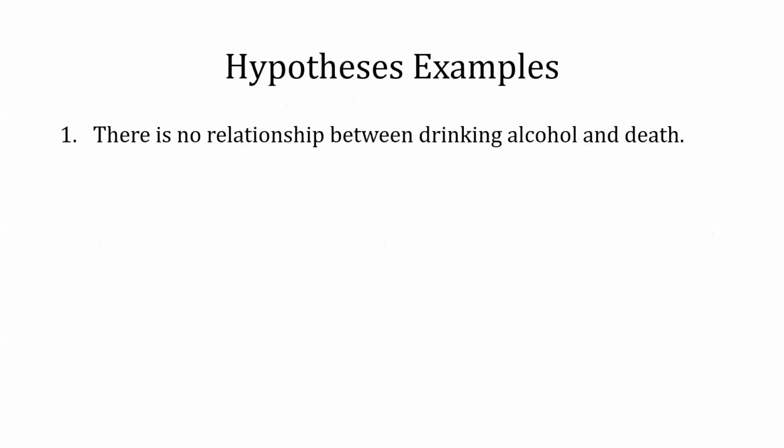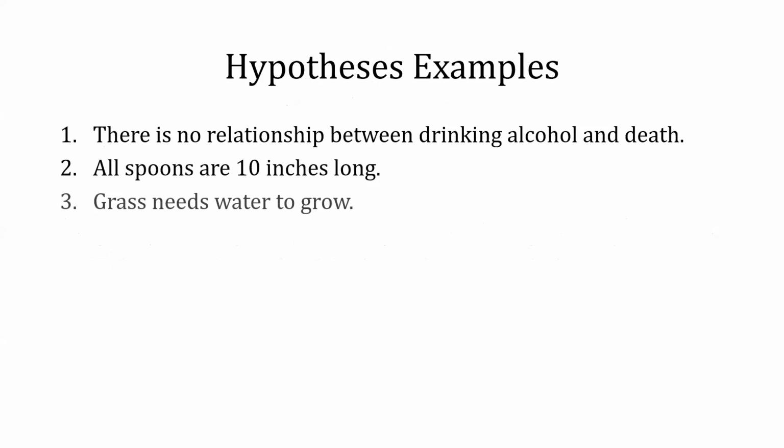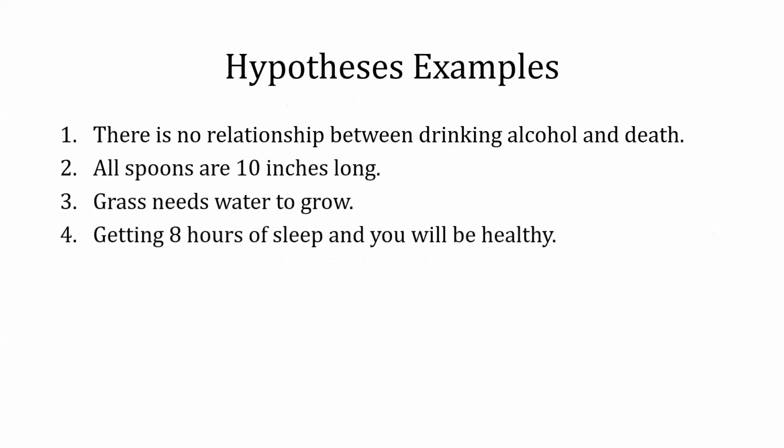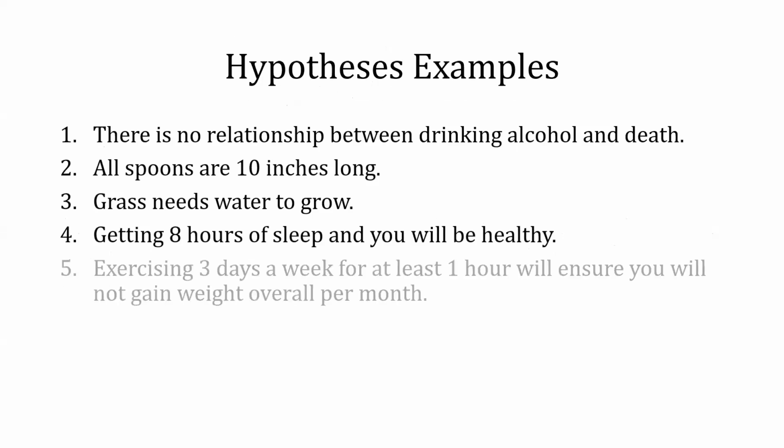Hypothesis examples include the following. 1. There is no relationship between drinking alcohol and death. 2. All spoons are 10 inches long. 3. Grass needs water to grow. 4. Getting 8 hours of sleep and you will be healthy. 5. Exercising 3 days a week for at least 1 hour will ensure you will not gain weight over the month.